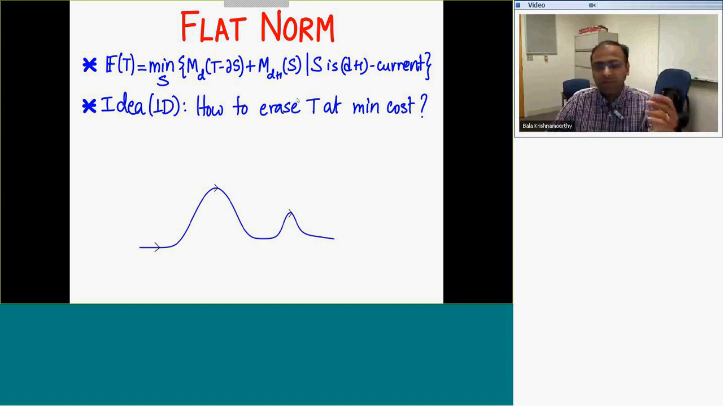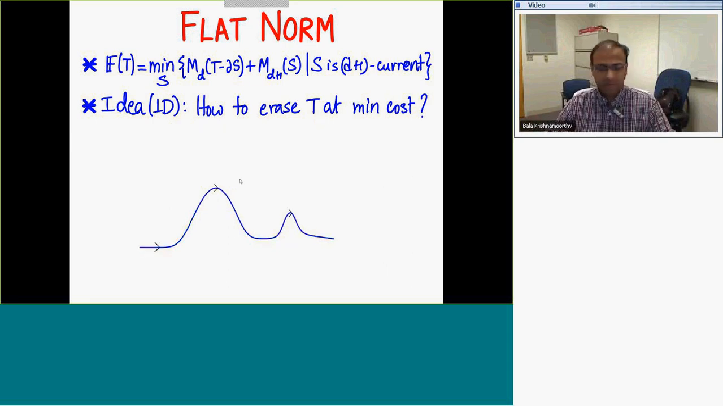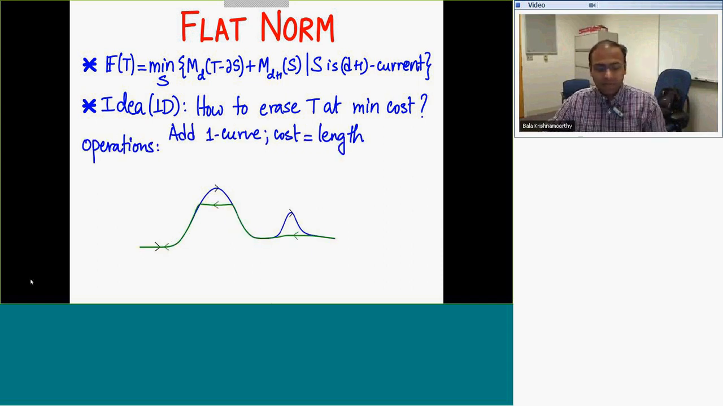So I'll give a very intuitive idea of what the flat norm is. Think of a problem where you're trying to erase a curve, which is a representation of a 1D current, and you want to do that at the minimum cost. One operation is you add another curve of the same dimension, and the cost you pay is the length of the curve. So for instance, here the original curve was going from left to right as indicated by the arrow. If I add this green curve going the other way, it erases all these parts, and I pay its length. So now I'm left with this much. I did add these green pieces.